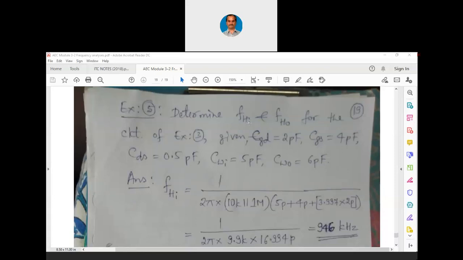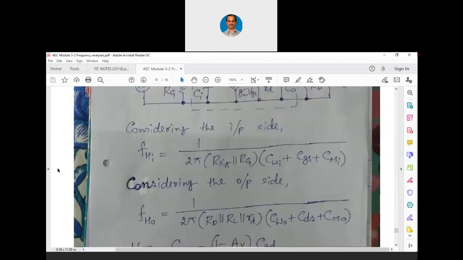Exercise 5: determine FHI and FHO for the circuit of exercise 3, given CGD equals 2 pF, CGS equals 4 pF, CDS equals 0.5 pF, CWI equals 5 pF, CWO equals 6 pF. Now Nirmit may ask me once again to show the circuit diagram. Before he asks me, let him show the circuit diagram of exercise 3.